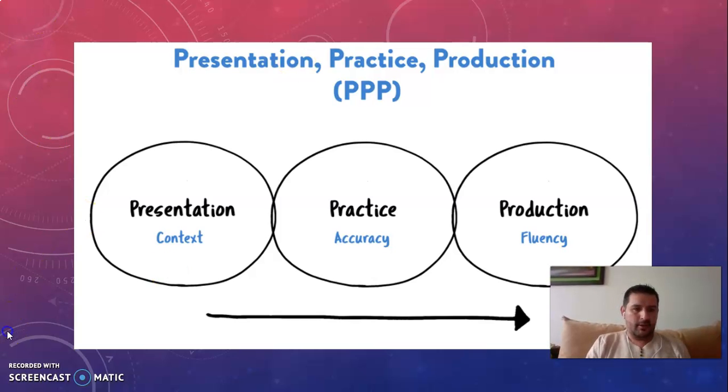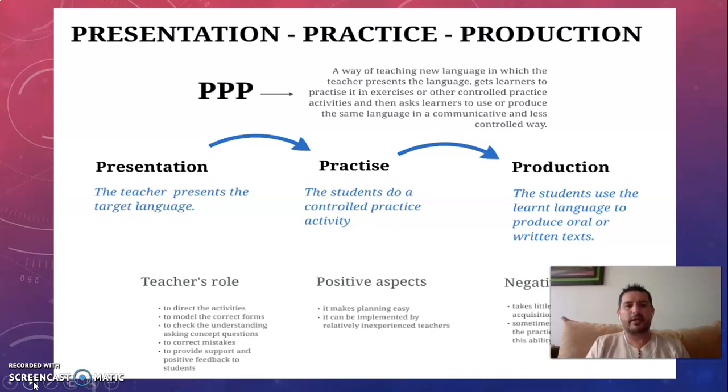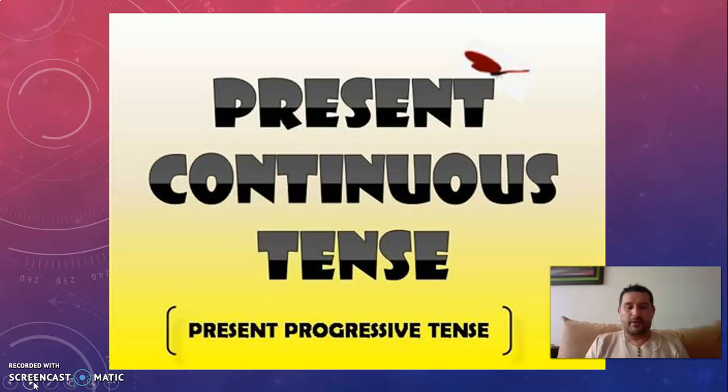To give more information about that, it is important to mention that the presentation is the stage where the teacher presents the target language. The practice is the stage where the students do a controlled practice activity. And finally, the production, where the students use the learned language to produce oral or written text. I would like to show an interesting, also small, example of an activity using this method of teaching.